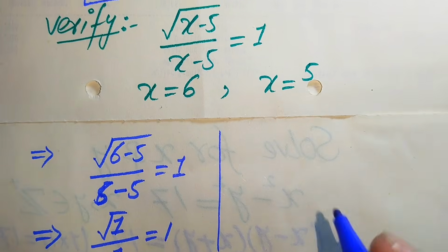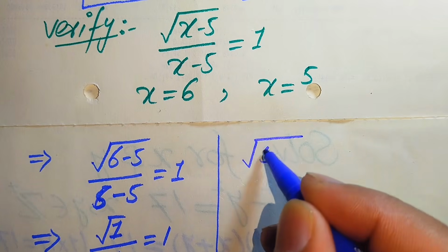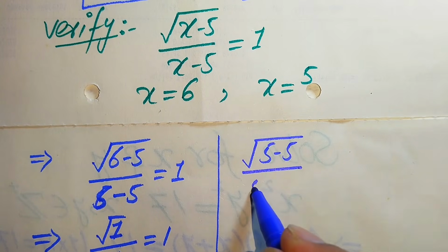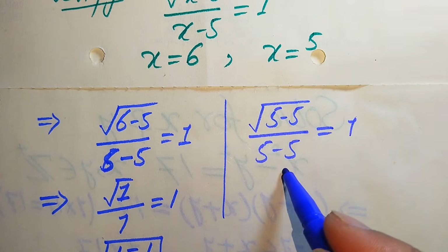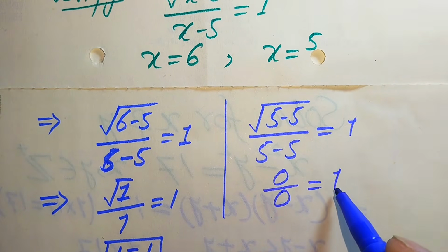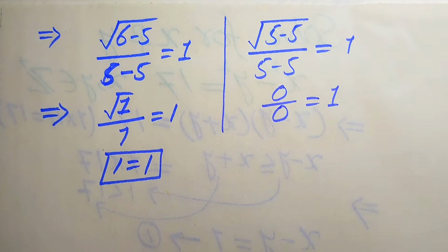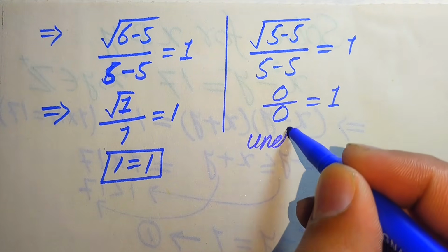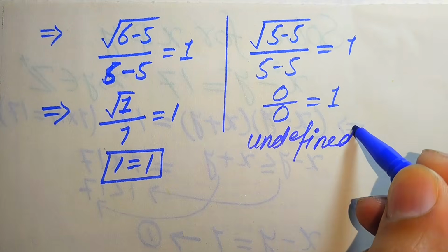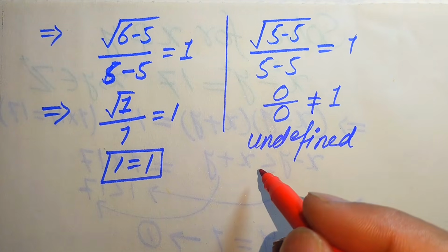Now, in the same pattern, we verify x equals 5. We substitute this into the left hand side, and it will be written as square root of 5 minus 5, divided by 5 minus 5, is equal to 1. So you see that 5 minus 5 becomes 0, giving the 0 over 0 form. We know that when the left hand side becomes 0 over 0 form, it is called an indeterminate form, or in other words, undefined. So if our left hand side is undefined, this means that both of the sides are not equal. This concludes that x equals 5 does not satisfy our given question statement.